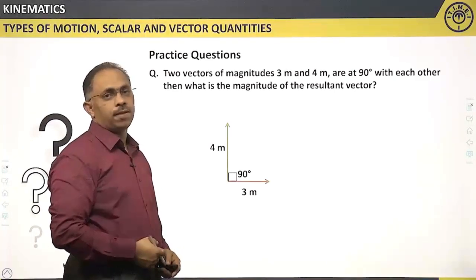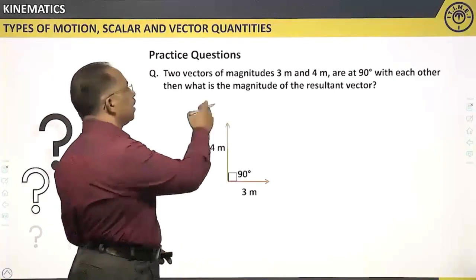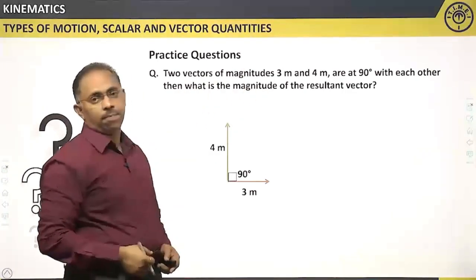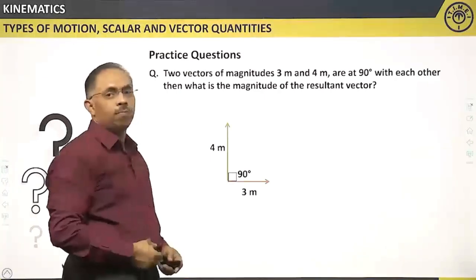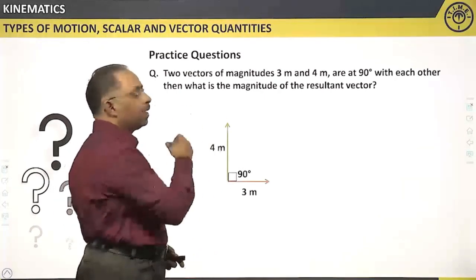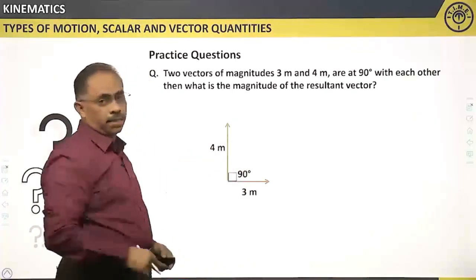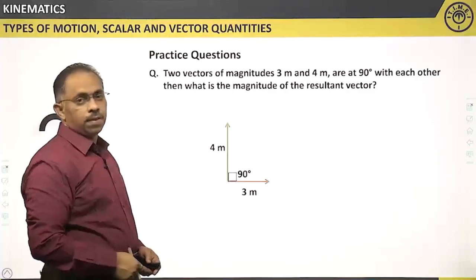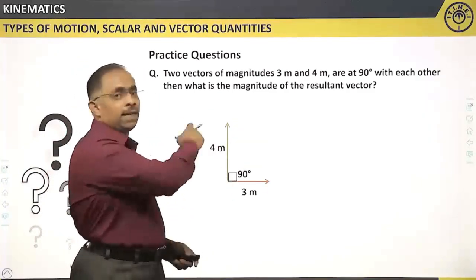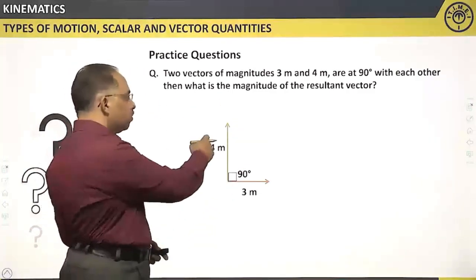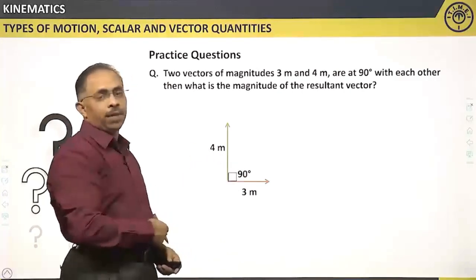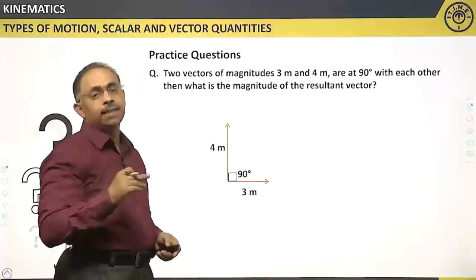Is it clear? Now, I want to know the magnitude of the resultant vector. How do I get the resultant of these two? So, this is going in the vertical direction, say magnitude 4 meter. The 3 meter vector is in the horizontal direction. Okay. So, for that, I need to first complete the rectangle, because these two are at 90 degrees to each other. If I complete the figure, I will get a rectangle.